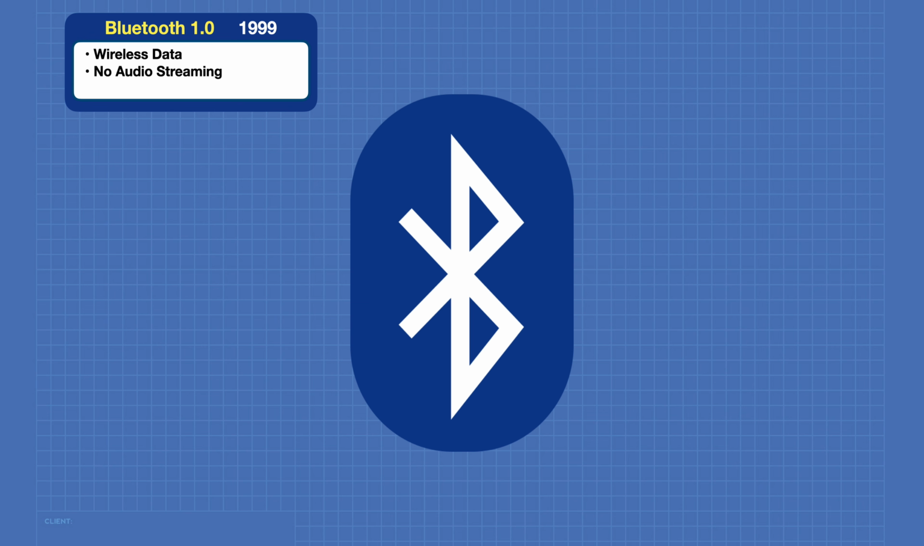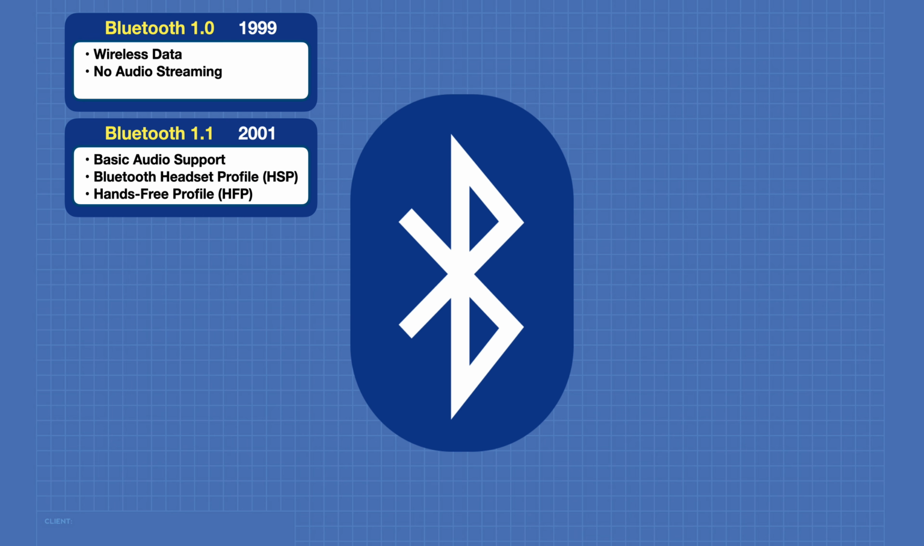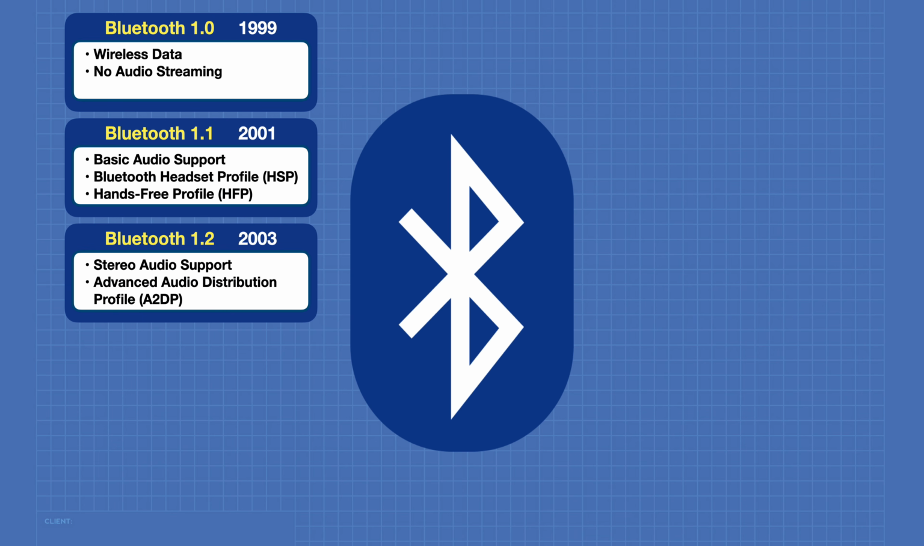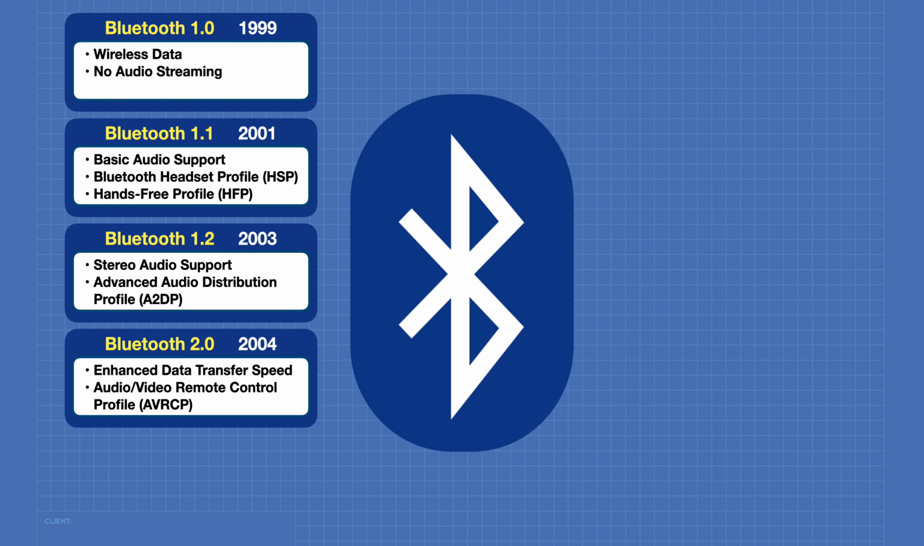Bluetooth 1.0 was just for wireless data transfer and had no audio streaming functions. In 2001, Bluetooth 1.1 introduced audio functions intended for headsets. Bluetooth 1.2, introduced in 2003, provided support for stereo audio. Bluetooth 2.0, introduced in 2004, included functions for the audio-video remote control profile, allowing for multifunction Bluetooth remote controls.